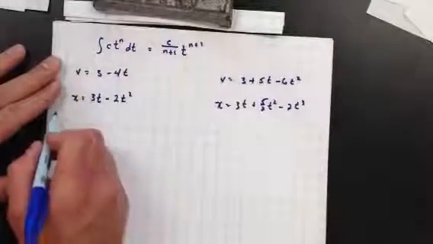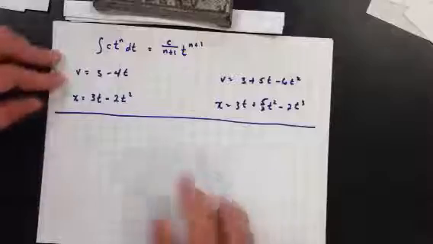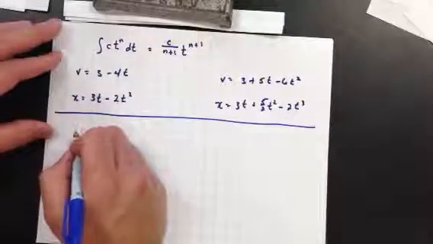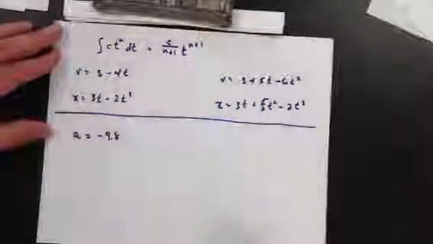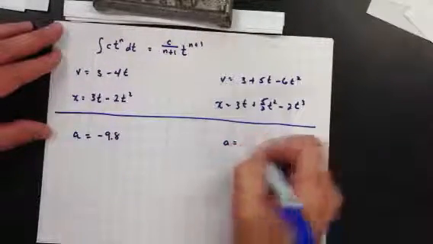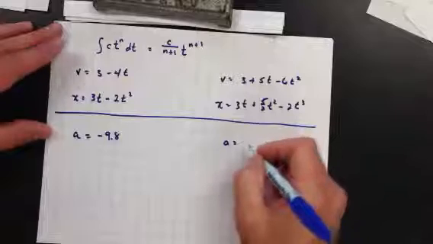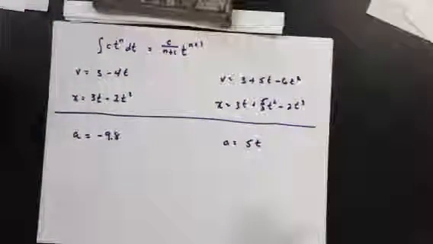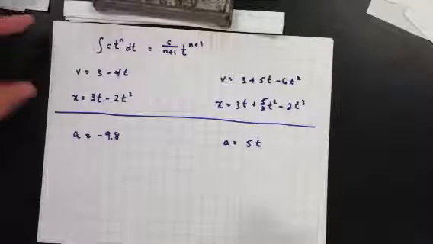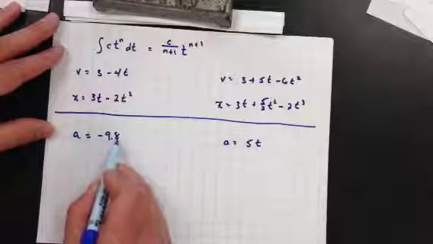All right. Let's try a couple more. Let's go from the acceleration. So let's say the acceleration is negative 9.8. Or we can have a changing velocity. So let's make it, I don't know, just something strange, 5t. All right. So negative 9.8.